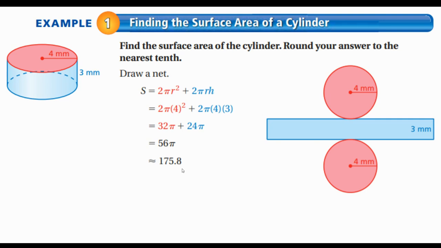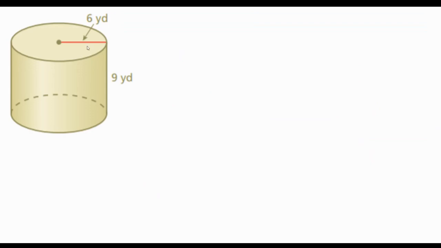This example is already created, so it doesn't break it down quite as fully as what we'll have with this next one. We have a cylinder with radius of 6 and height of 9. Starting out with that same formula, surface area equals 2 times pi times r squared. That pi r squared is the area of the circle, plus 2 times pi times r times h, the 2 pi r being the circumference of the circle.